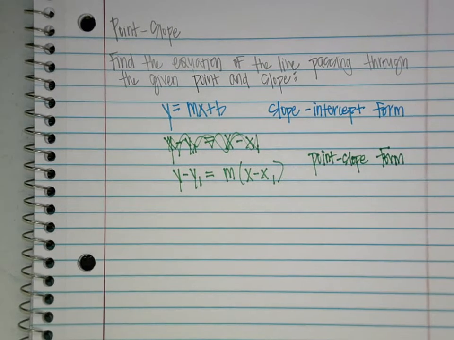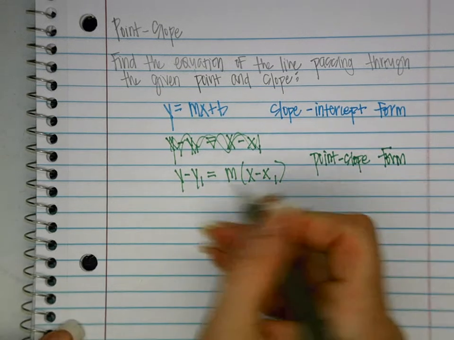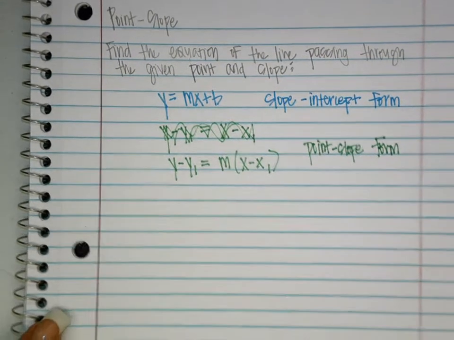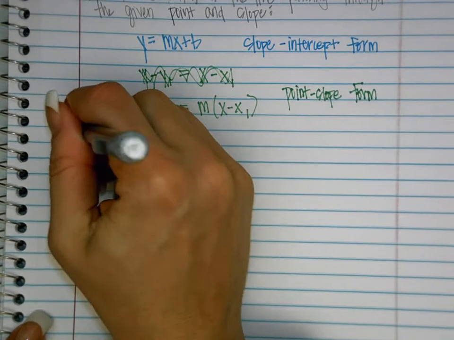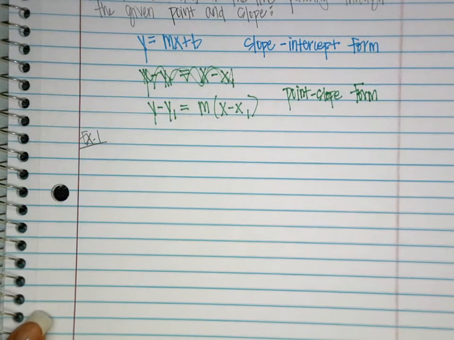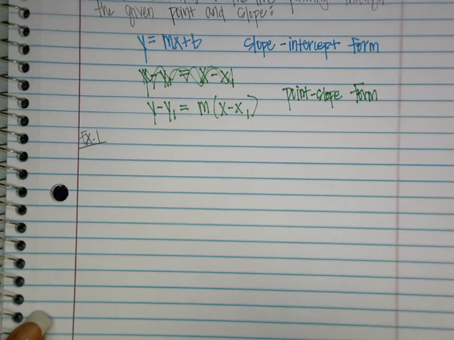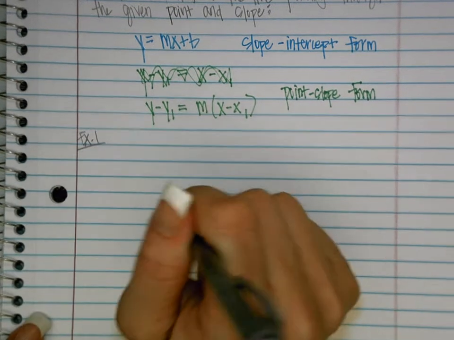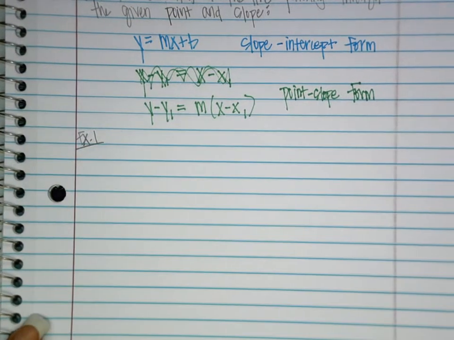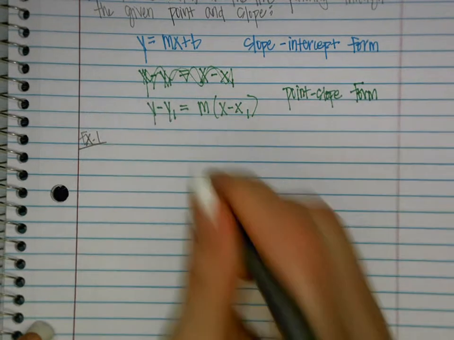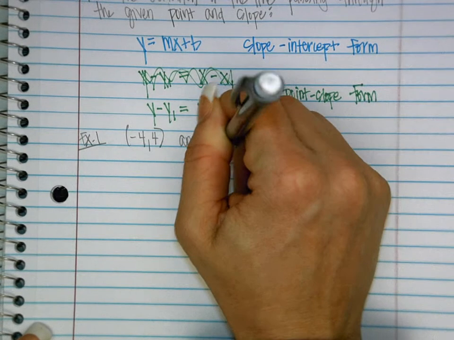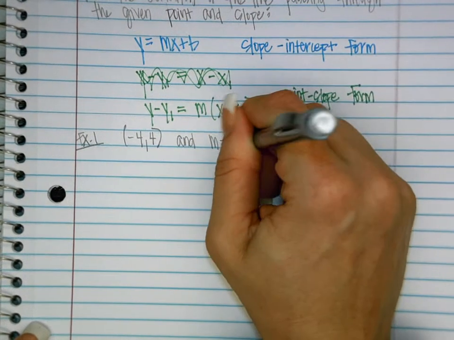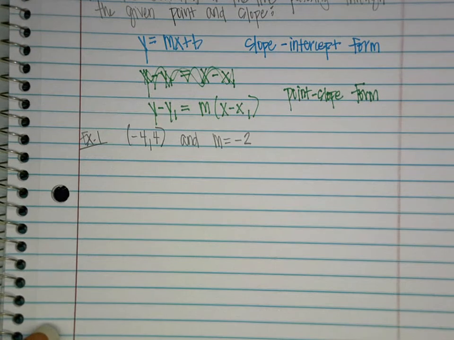Okay? So what we're going to do is use this form and plug in. We're going to give you an x and a y point, and we're going to give you an m. So you're going to see questions that look like this. For example, number 1: find the equation of the line passing through the given point and slope. If I give you the point negative 4, 4, and an m equal to, what does m stand for? Slope. Negative 2.